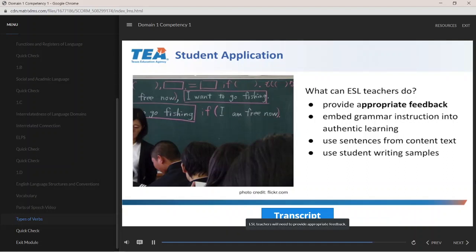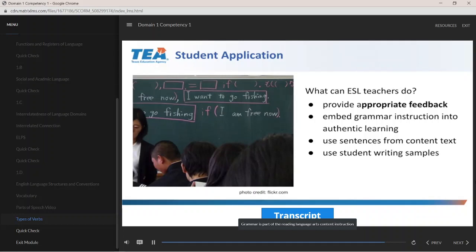ESL teachers will need to provide appropriate feedback. Component 4G in Domain 2 will help you understand what exactly appropriate feedback consists of and how strategies such as restating with correct grammar while not overemphasizing the mistake are important.